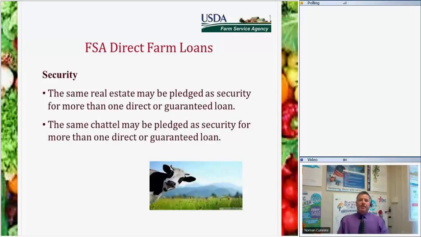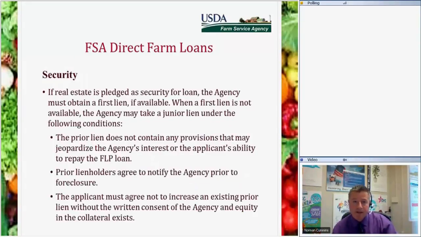So if you're going to use your real estate as security, you can use that property for more than one loan, as long as there's equity in it. That happens sometimes. You put like $300,000 down, there's still $200,000 in equity. There's a loan on the property, but you have $300,000 equity on the property. We can use that as security. Same goes with chattel, which is pretty much equipment and livestock. It can be used for multiple loans as long as it covers the 100% to 150% that is required.